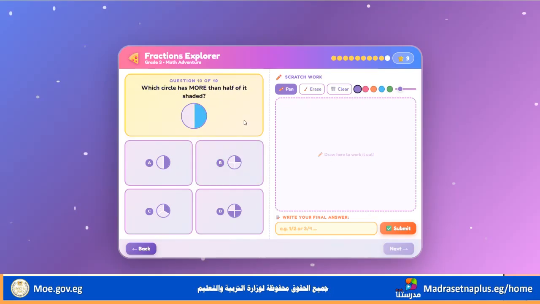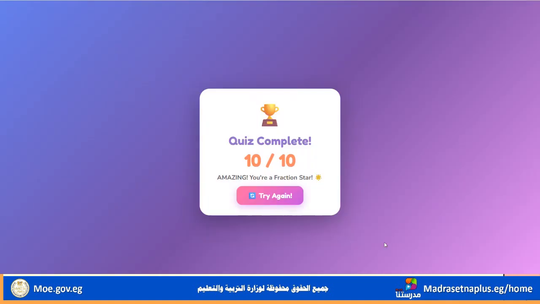Which sequel has more than half? You can see which one has more than this shaded part. Same, less. This one is more. Yeah, we got all.